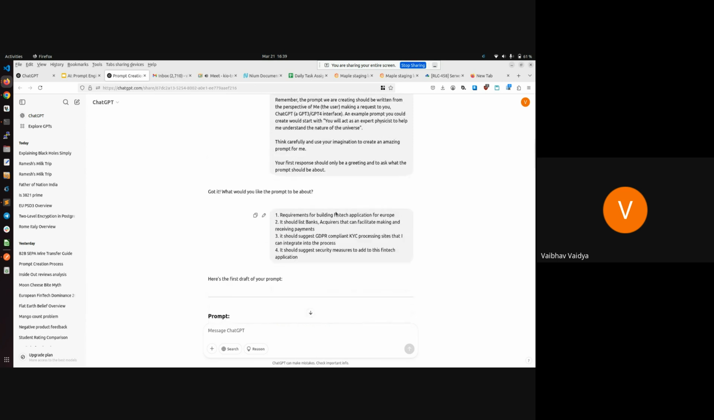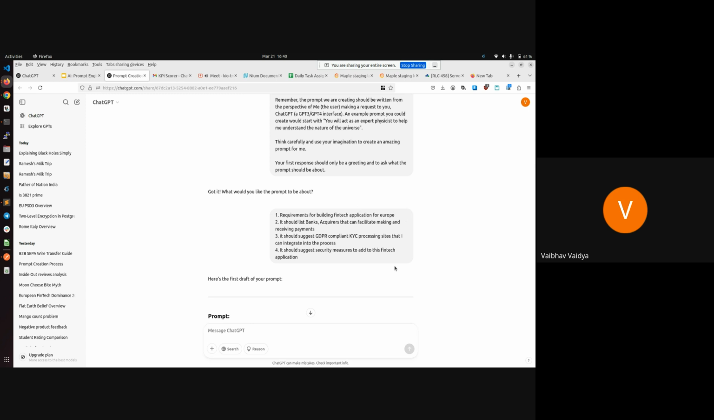The example I've taken is a very simple one. Everybody gets a salary, so that's why I took the example of a bank. Let's say we are familiar with Indian banks, and we want to build this fintech application for another continent, let's say Europe.